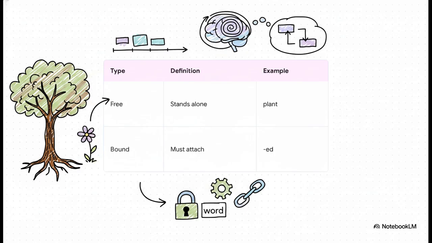We broadly group morphemes into 2 main types, free and bound. A free morpheme can stand completely on its own as a word and still carry full meaning. For example, the word plant. It doesn't need anything else.